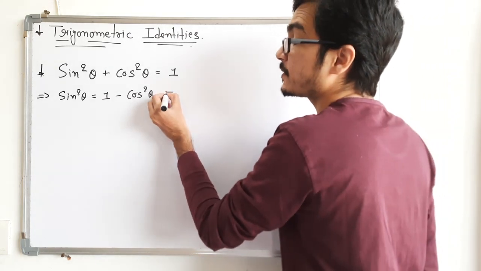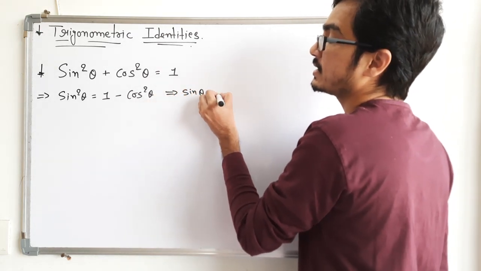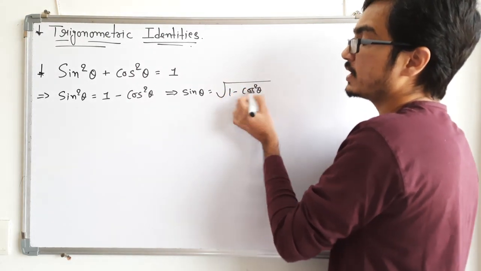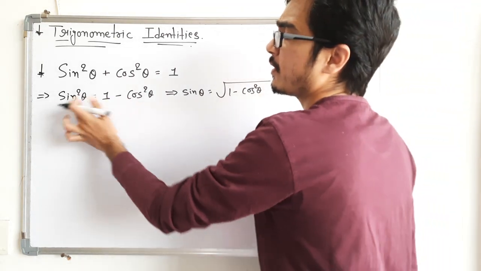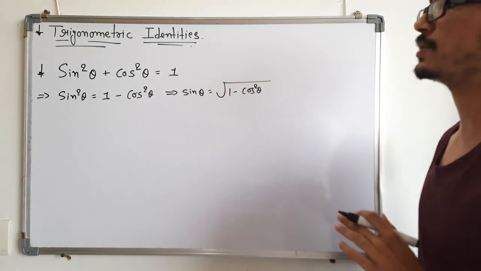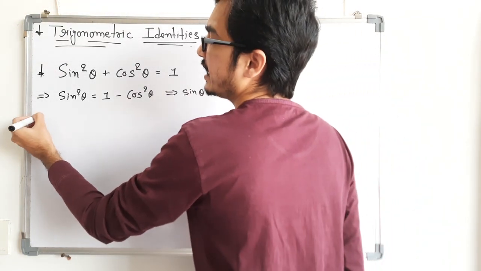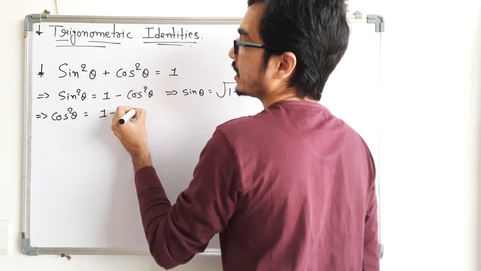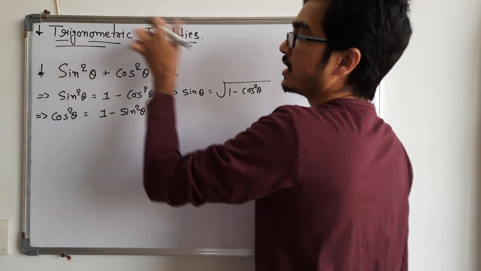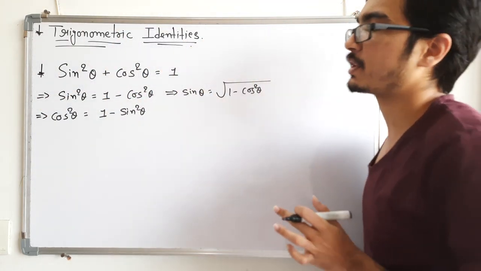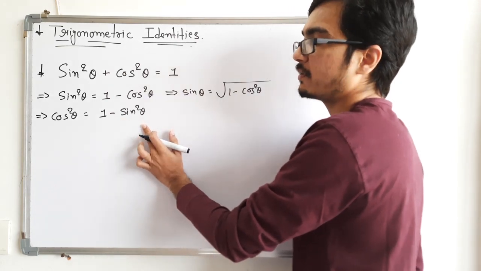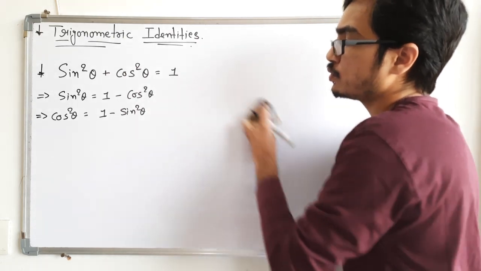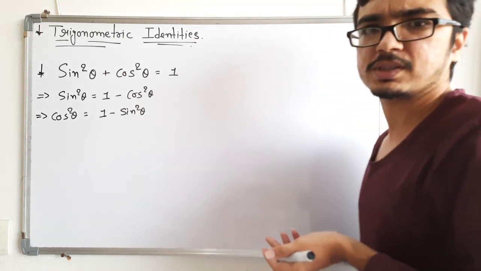In case we need the value of sin theta only, then we can consider the square root of 1 minus cos square theta. Sin theta will be equal to root 1 minus cos square theta, taking square root on both sides. Then, the same way, we can have cos square theta equal to 1 minus sin square theta. Keeping cos square here, shifting sin square to the right hand side, we will have cos square equal to 1 minus sin square. So we can use these two relations in some of the questions.